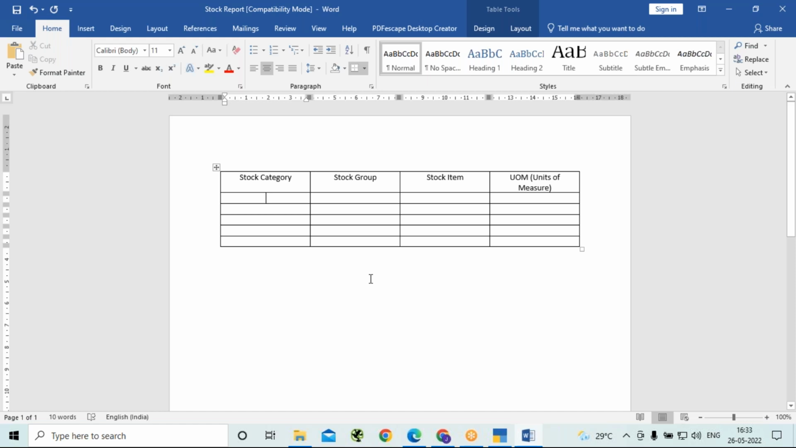For example, let me take electronic items. If I have multiple types of products under electronic items, I will group them based on their usage. So I will take home products. Under electronic items, home products, I'll take mixer grinder.